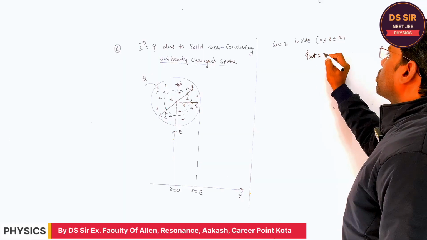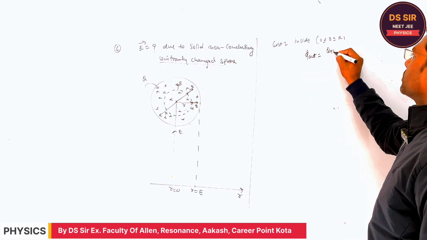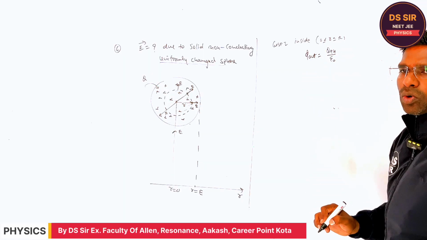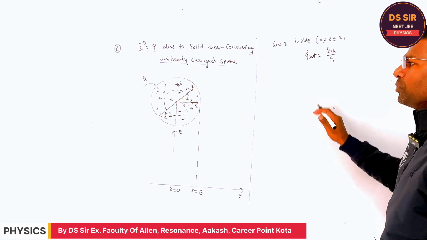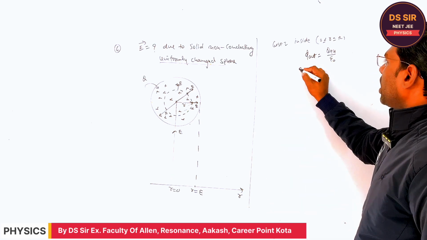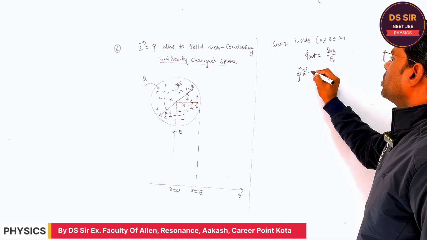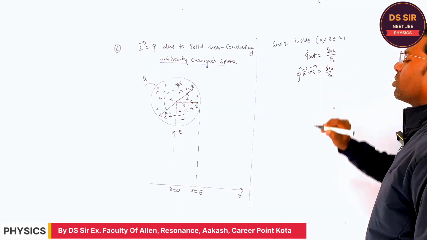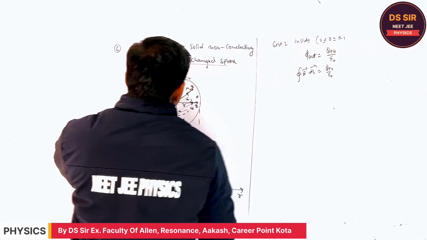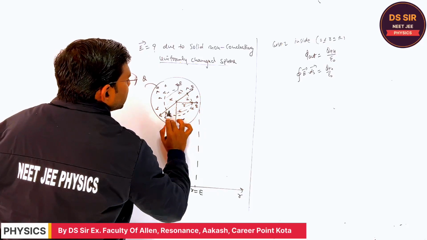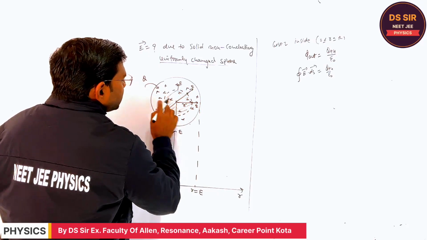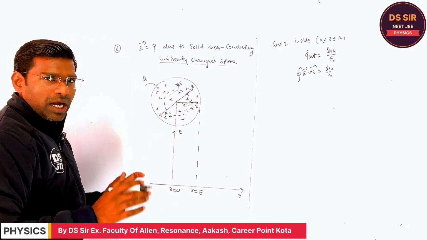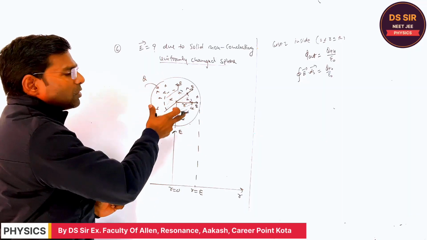So now you can apply Gauss's law. What is Gauss's law? The net outward flux is equal to charge enclosed divided by epsilon naught. So first, what is the outward electric flux? It is the closed integral of E dot dS equal to charge enclosed divided by epsilon naught. Can you find the charge enclosed in this volume? Yes. How is this charge distributed? The charge is distributed over the volume.